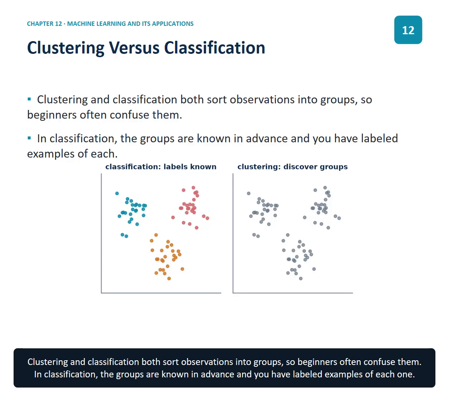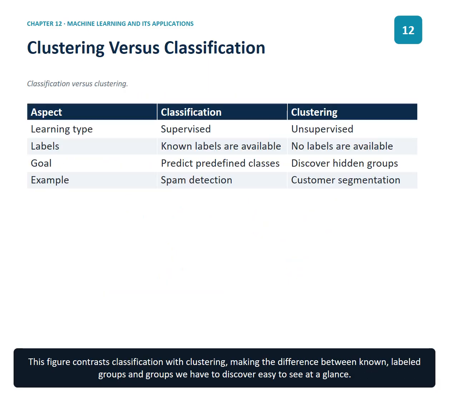Clustering and classification both sort observations into groups, so beginners often confuse them. In classification, the groups are known in advance, and you have labeled examples of each one. This figure contrasts classification with clustering, making the difference between known labeled groups and groups we have to discover easy to see at a glance.